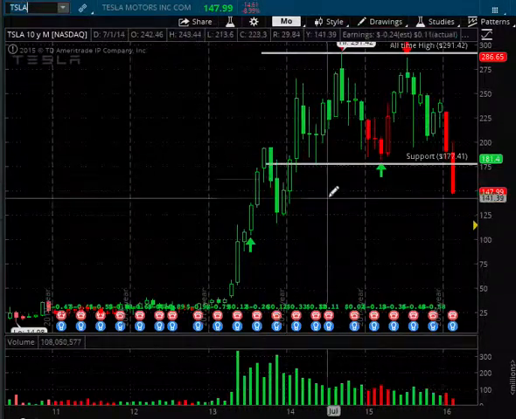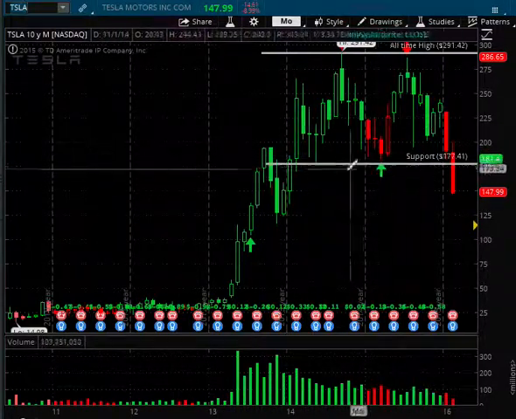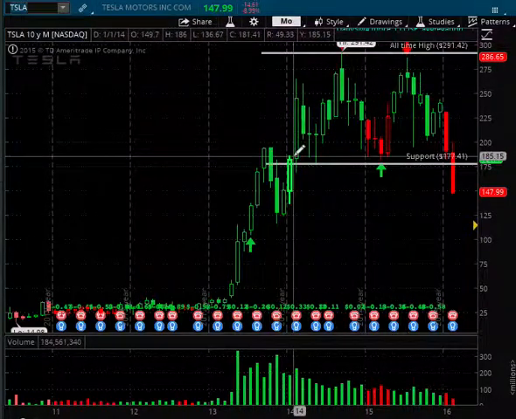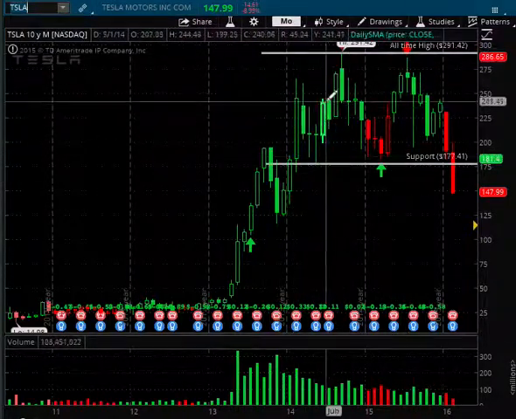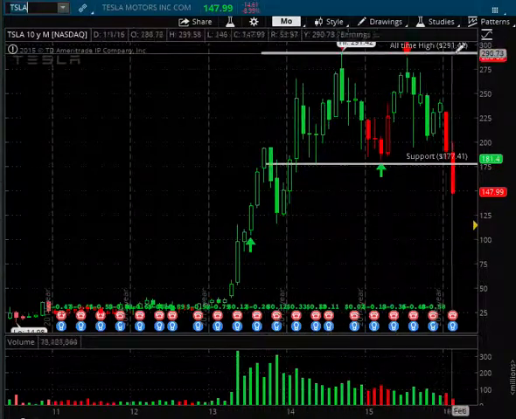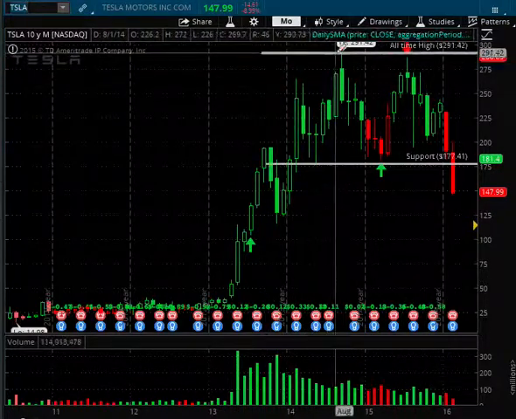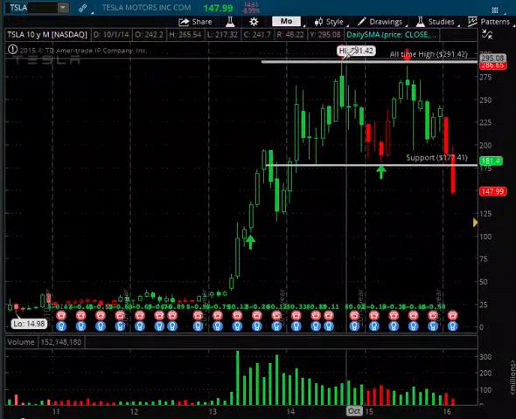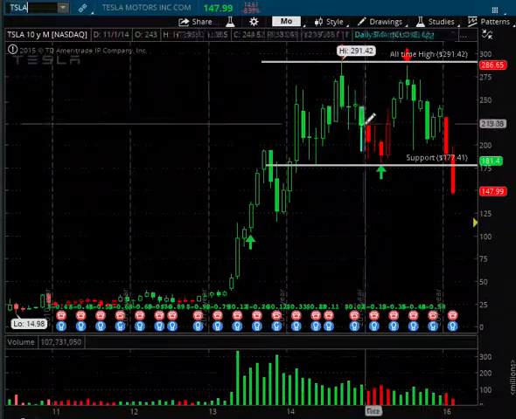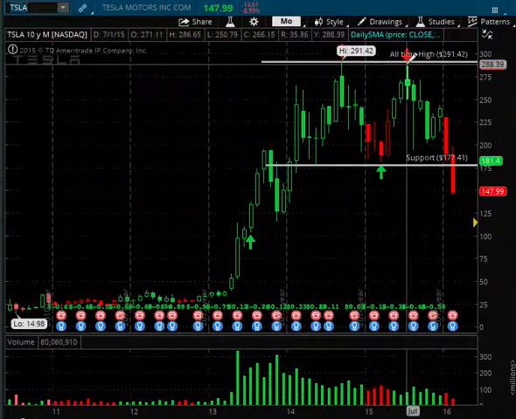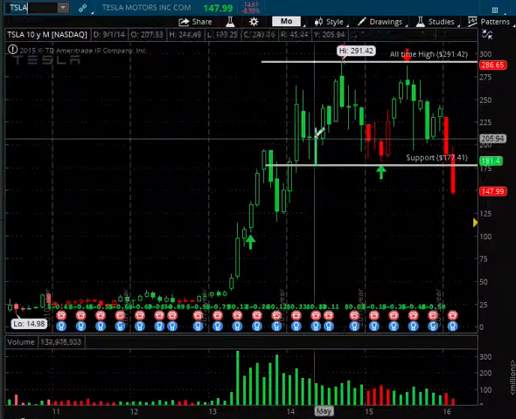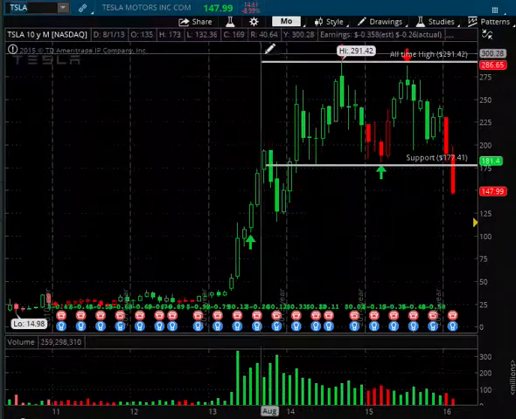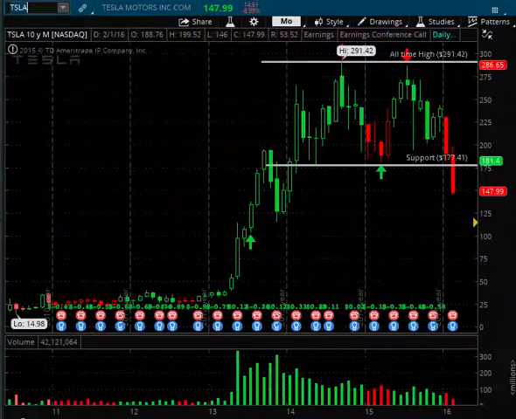All right, Tesla broke support today, which is not good. We formed a double top. What's a double top? That means we have a resistance level at the all-time high, which was $291 a share. Look at what happened. We came up here, we hit the high, we came down, we came up, we hit another high, and we came down. So what happens in a double top or a triple top? Well, usually, if we can't break this resistance level, we're going to go lower.